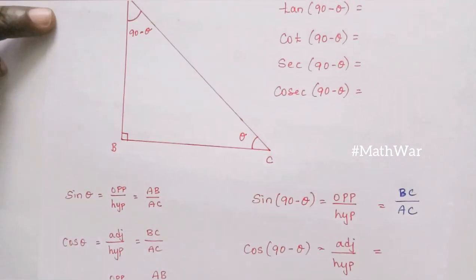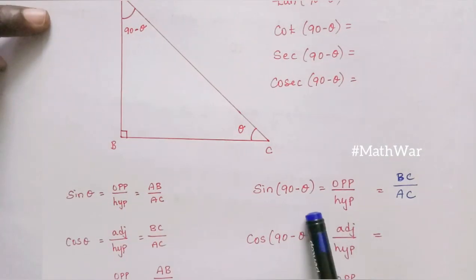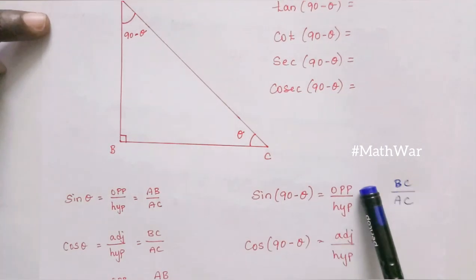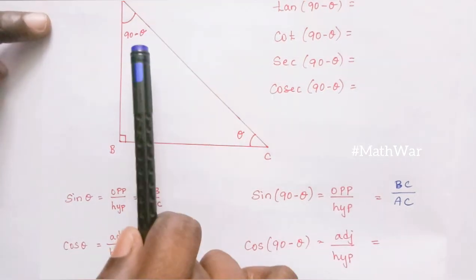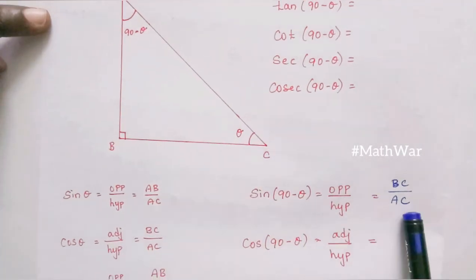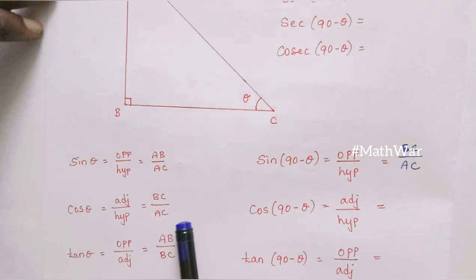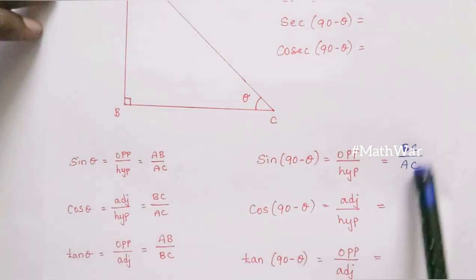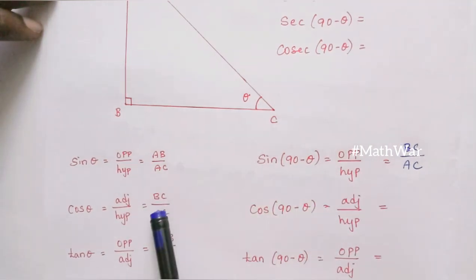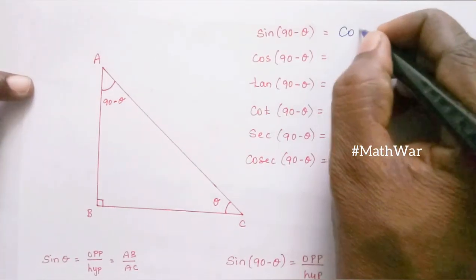Now we are going to find out for the other angle 90 minus theta. For the angle 90 minus theta, sin 90 minus theta, cos 90 minus theta, we are going to find it. First one, sin 90 minus theta, that is opposite by hypotenuse. For that angle 90 minus theta, opposite is BC and hypotenuse is AC, so BC by AC, and you can see that cos theta value is also BC by AC, sin 90 minus theta also BC by AC. So from this what we can understand, sin 90 minus theta is nothing but cos theta. This is an important relation.